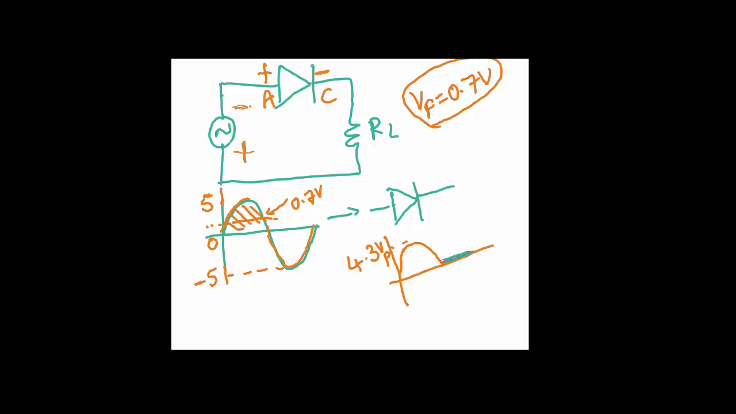Again, remember that this is an AC cycle. The cycles keep continuing. So when the signal comes back to the positive, the diode will conduct. When it goes to the negative cycle, it won't conduct. The maximum peak voltage across the load resistor is going to be 4.3 volts.